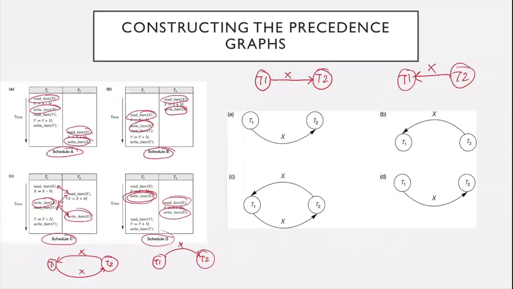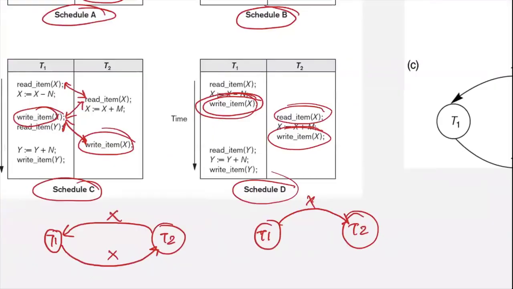I will not have any more edges, because in both these cases, it is an edge from T1 to T2. I have drawn it already once for these conflicting operations, so I will not draw again for these two. So this is your precedence graph. This is called the precedence graph.